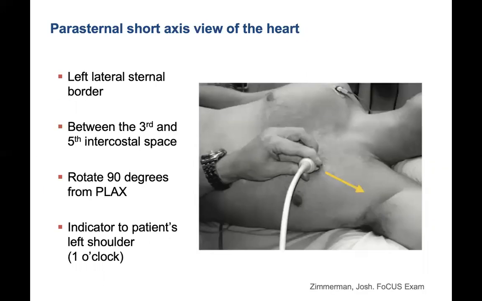So now we're going to go on to talk about the parasternal short axis view. Now you can see that the only difference in this imaging is the indicator. So you're going to still be at the left lateral sternal border, usually between the third and fifth intercostal space. But again, start high and work your way down. And from there, you're just going to rotate 90 degrees clockwise from that parasternal long axis view to get that short axis view. That indicator is going to be approximately to the patient's left shoulder or 1 o'clock.